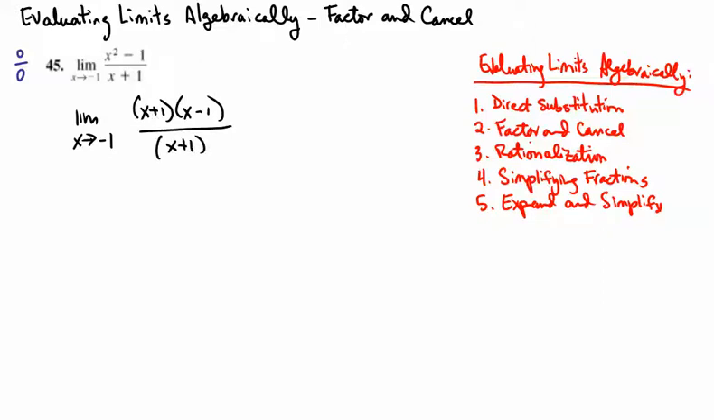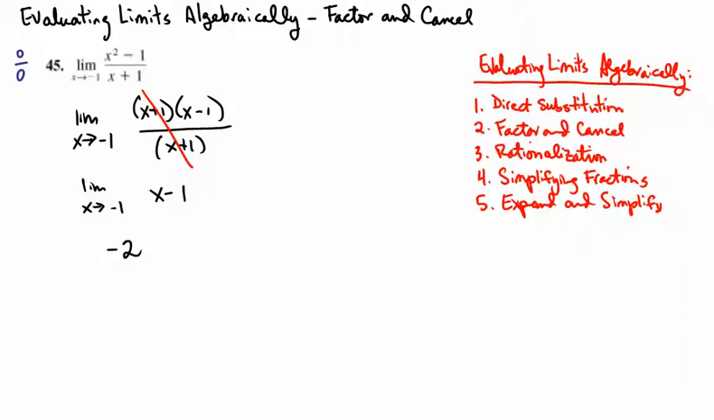When we do that, we see that we end up with x plus 1 factors that can cancel out. That leaves us with the limit as x approaches -1 of simply x minus 1. At this point, we can use direct substitution. We plug in x equals -1, and we end up with -2 as the limit as x approaches -1.